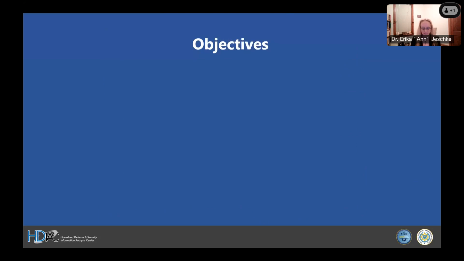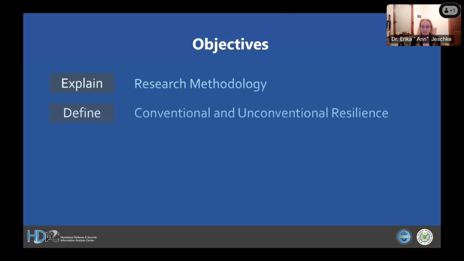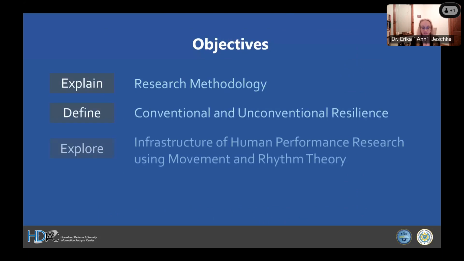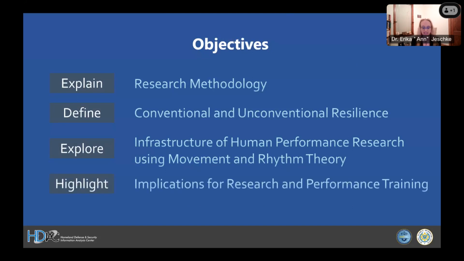Today, I will explain a few key elements of our research methodology, define conventional and unconventional resilience, explore our infrastructure of human performance research using movement and rhythm theory, and highlight some of the implications for future research and training implementation.